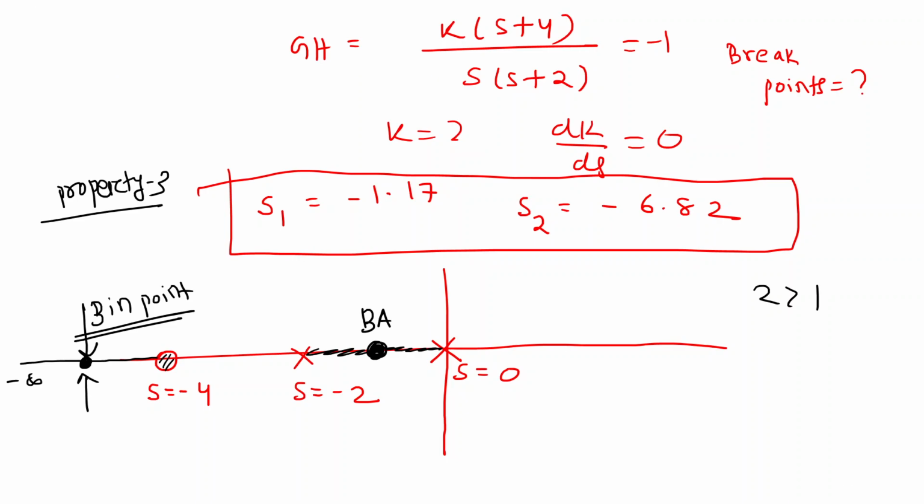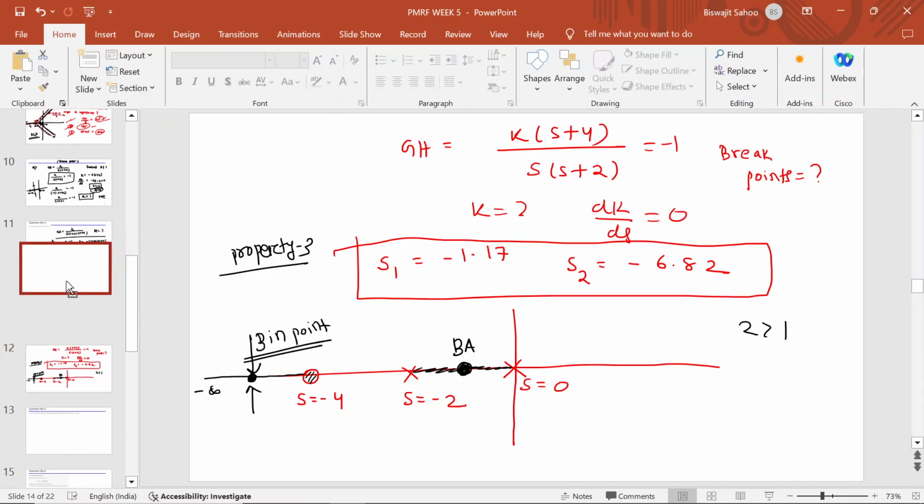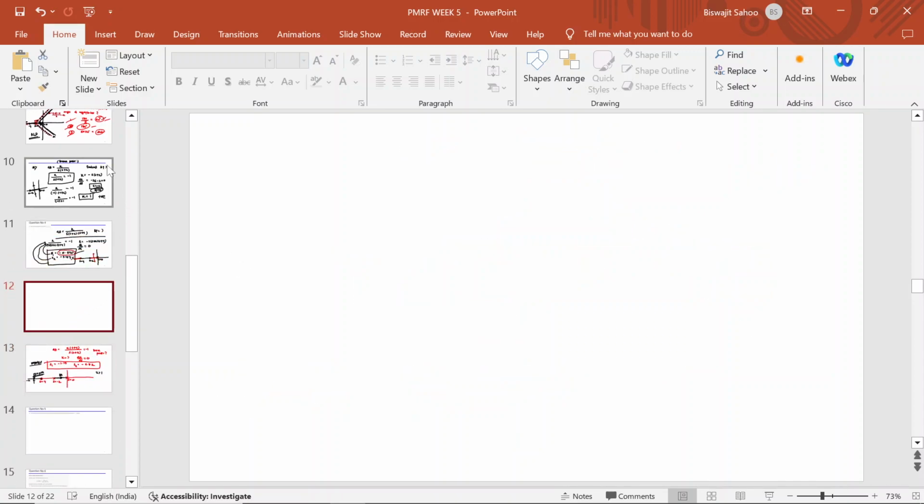We need to find the marginal value of k. Let me explain the concept. First, the concept is to find the intersection of the root locus with the imaginary axis. You need to find out the Routh table. Let me give an example to find out the intersection of the imaginary axis.